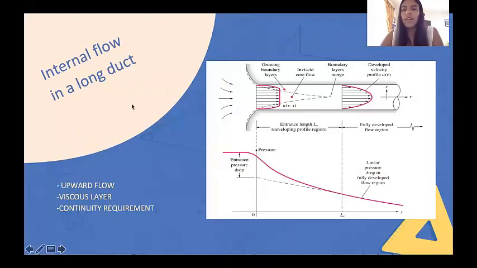Internal flow in a long conduit is a picture that we show with three important characteristics. First, upward flow. Second, viscous layer, and third, continuity requirement. And important parameters like linear pressure drop, entrance pressure drop, entrance length, and fully developed flow rate.